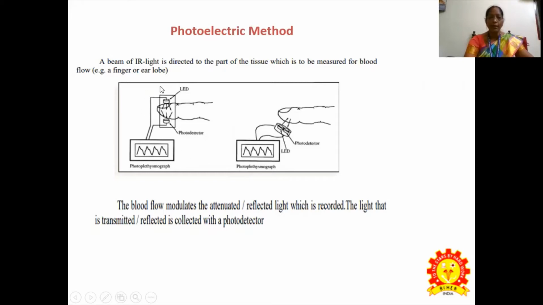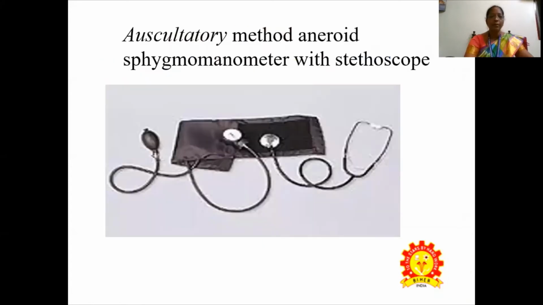For example, a finger or an earlobe as shown in the diagram. The blood flow modulates the attenuated or reflected signal or light which is recorded. The light that is transmitted or reflected is collected with a photodetector. Thereby we can find out the blood flow.